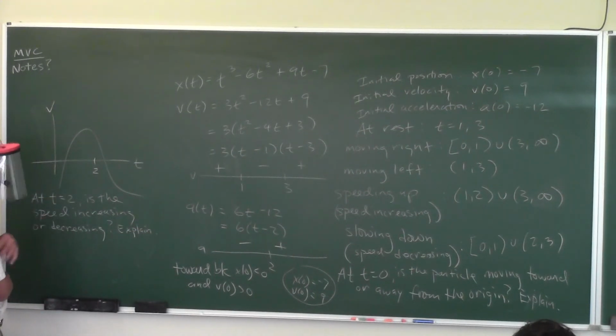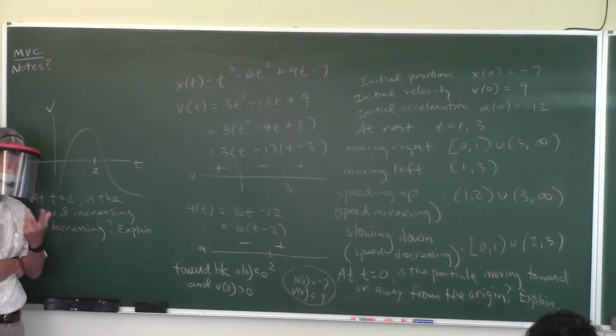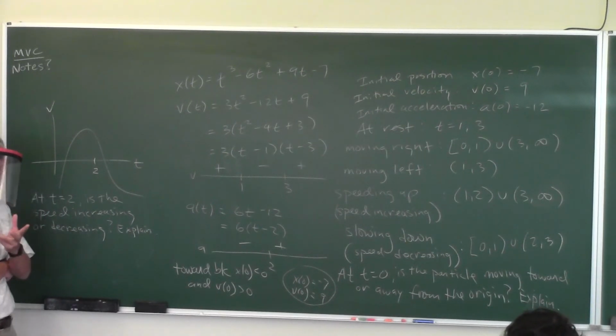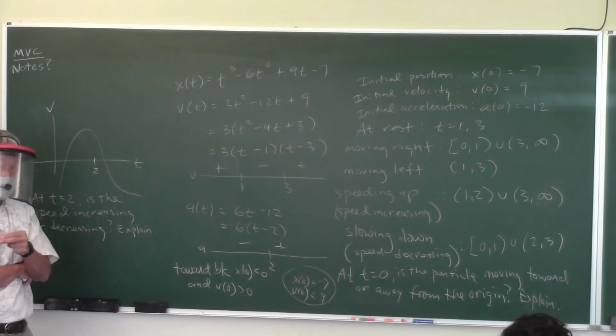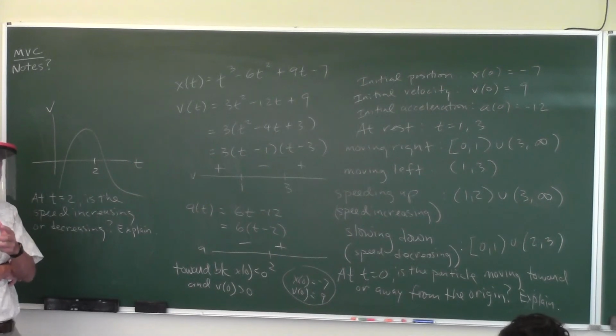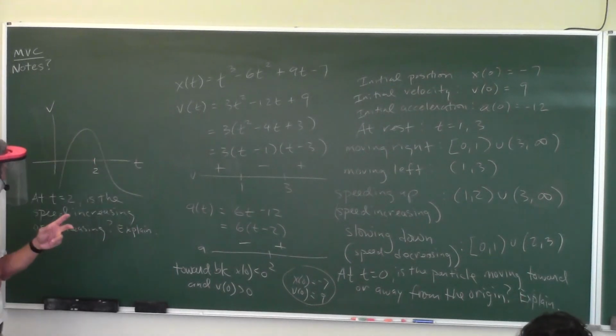How do you tell if the speed is increasing or decreasing? Now remember, that's the same thing as asking is the particle speeding up or slowing down. So what do you have to know for that? We just learned it. You gotta know the velocity and the acceleration. You have to know the sign, right? If they're the same sign, the speed is increasing. Opposite sign, the speed is decreasing.